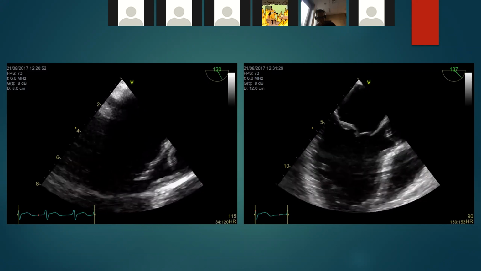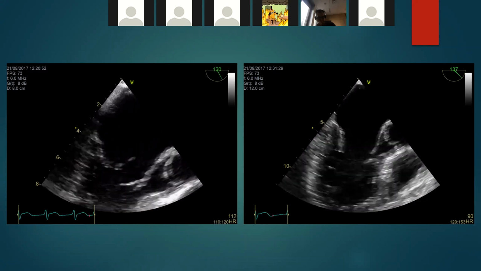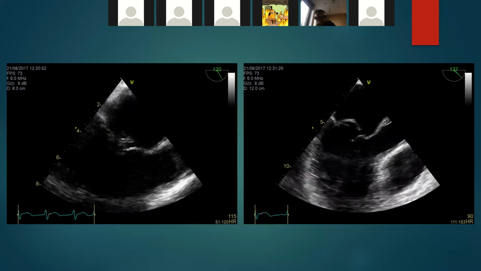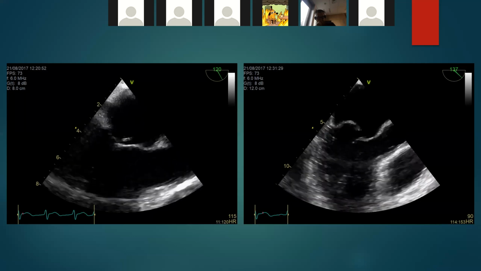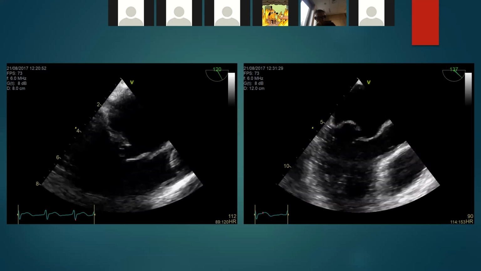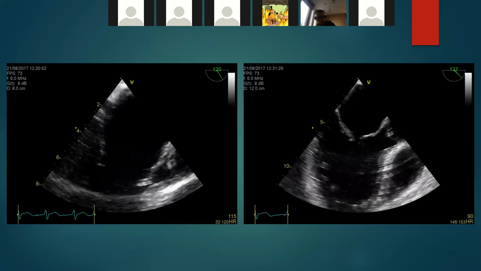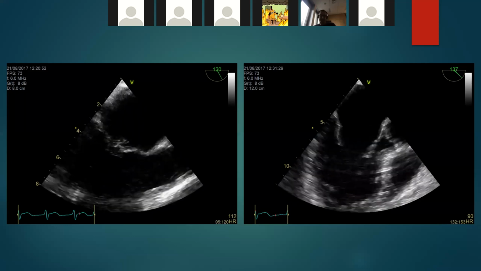Here it will be P2 again demonstrated. This was the zoomed view on the left side, and this is an unzoomed view at nearly 140 degrees, again demonstrating the same, with poor coaptation of the mitral valve, which would be the regurgitant area. Pretty good. That's perfect.